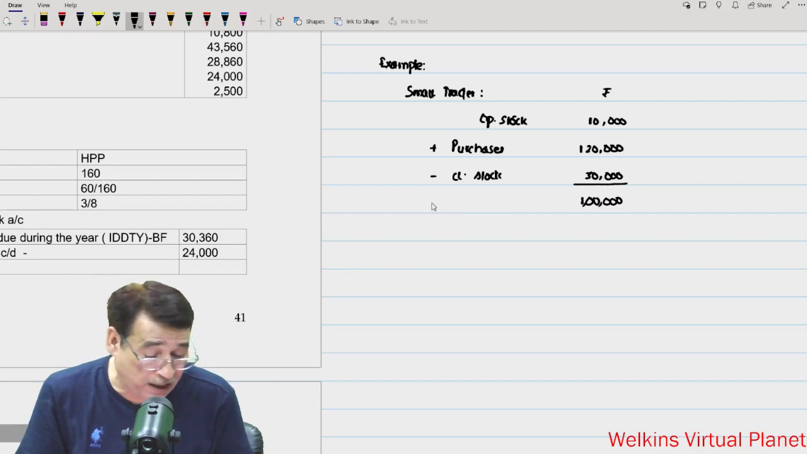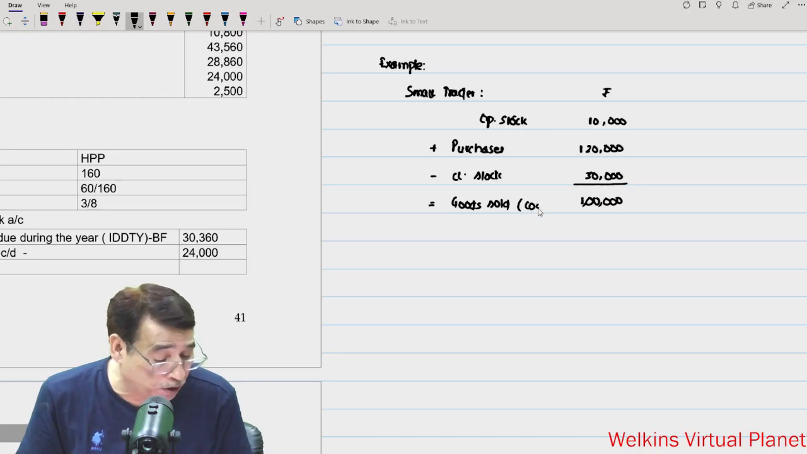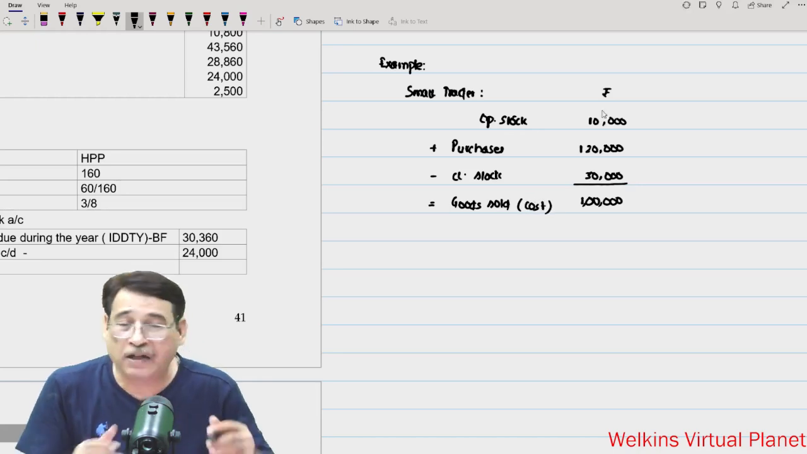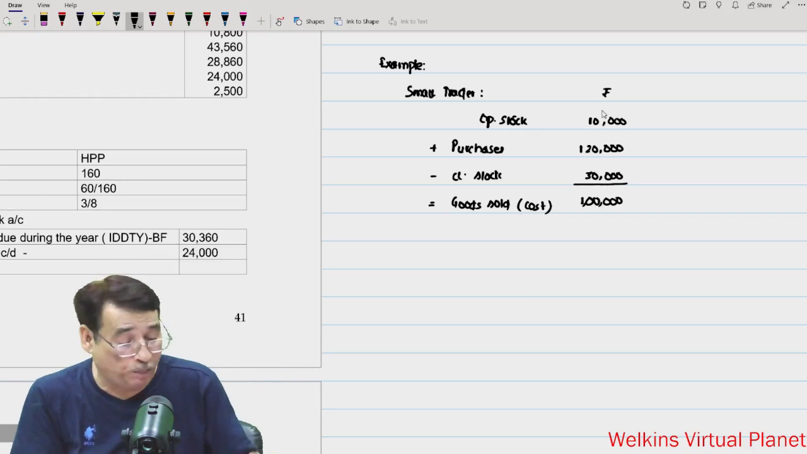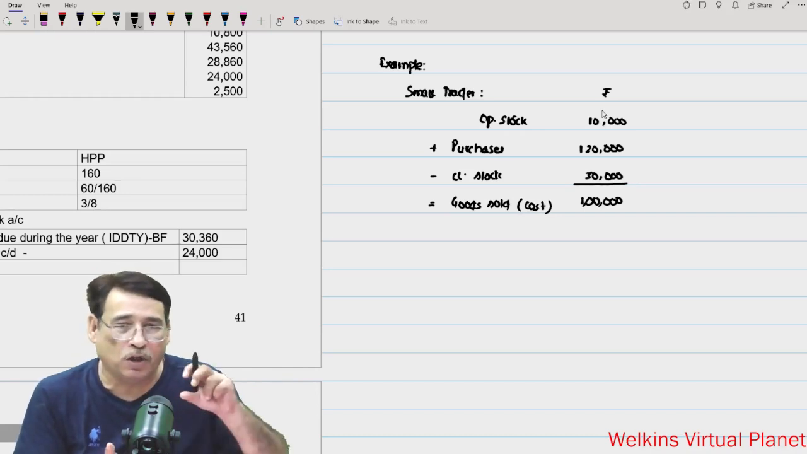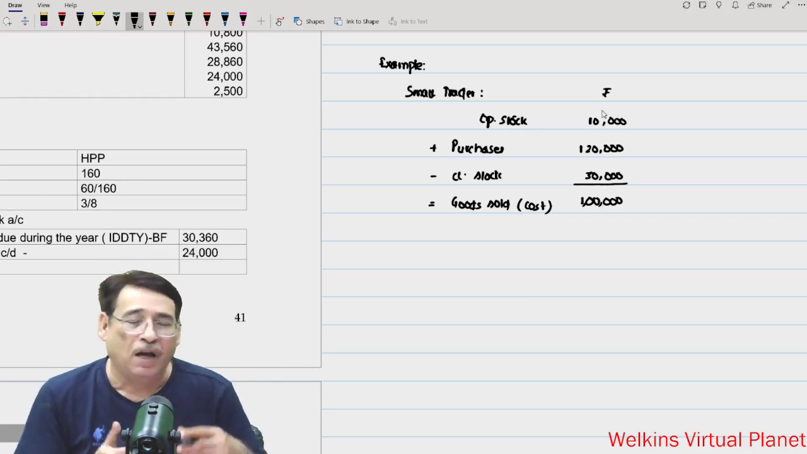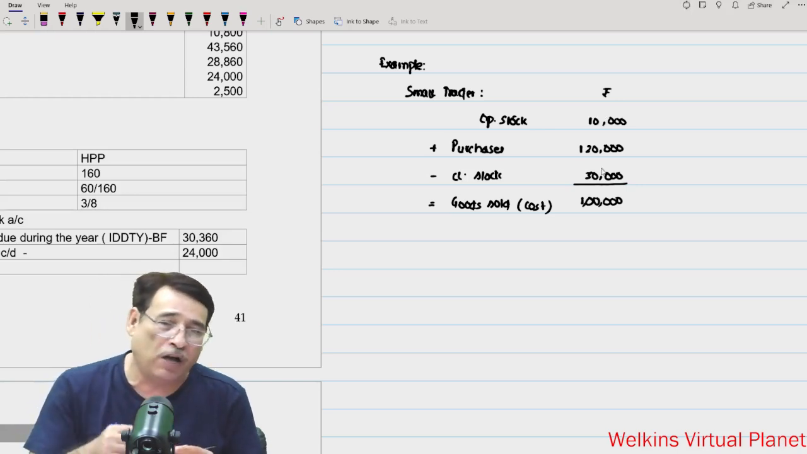That means this 1 lakh is nothing, but I will call it goods sold. However, this is the cost price of the goods, because you had 10,000 worth of stock with you and you purchased 1,20,000. So total cost is 1,30,000. And out of that, only 30,000 worth of goods is in your godown at the end of the year.